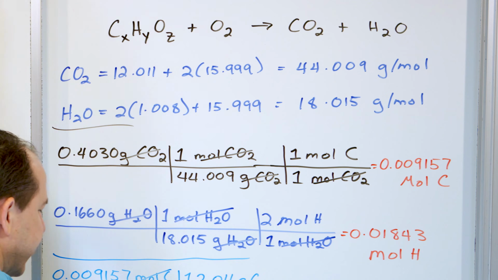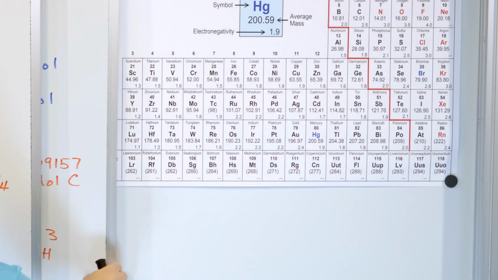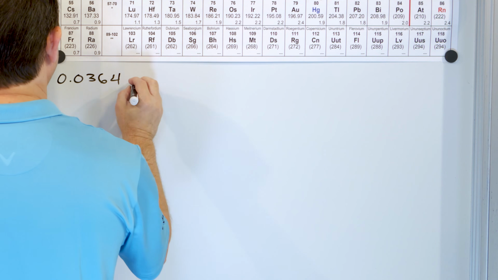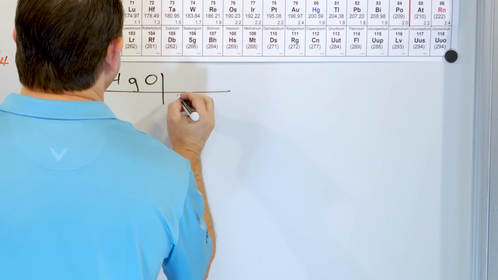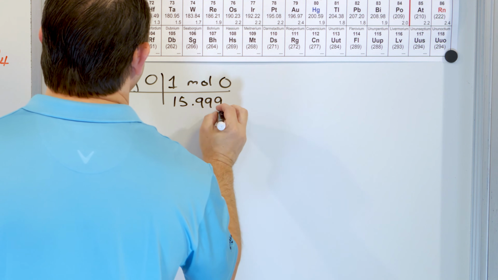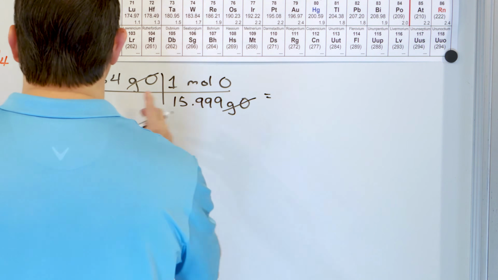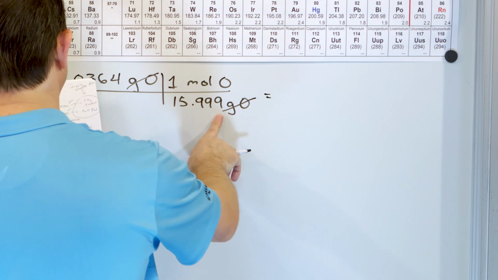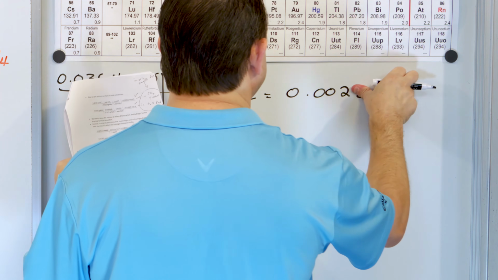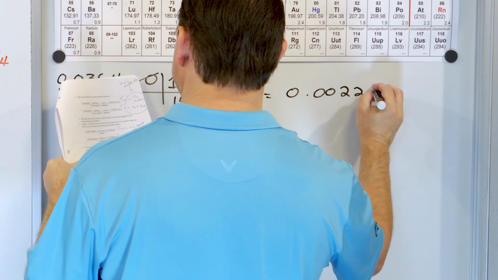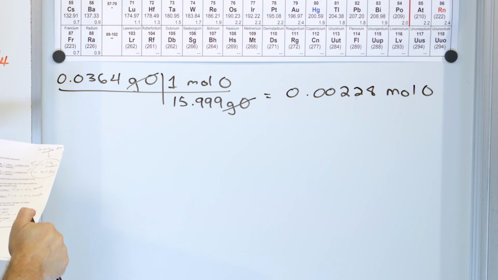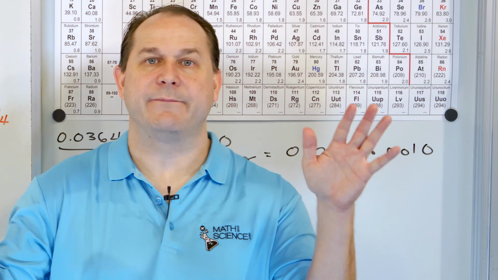So we start with the 0.0364 grams of oxygen. How do we go into moles? We say that 1 mole of oxygen is 15.999 grams of oxygen. Cancel, cancel. So if we take 0.0364, divide by 15.999, you get 0.00228 moles of oxygen. Okay, let's stop for a second.